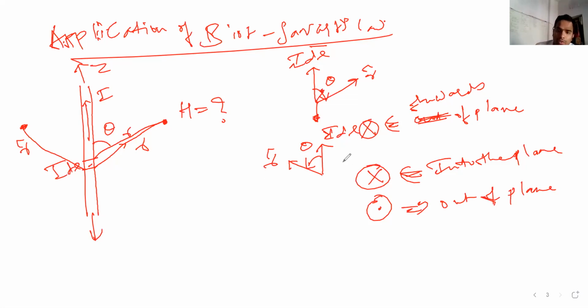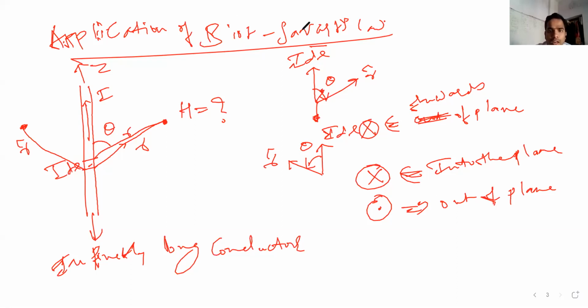Now that was a representation. Now we wish to find H because of an infinitely long conductor. So there is an infinitely long conductor and we wish to find H because of that. What I have done is I have considered a current element, and we wish to find H at this point. So I have connected r. Now we have Biot-Savart's law, we will apply that.